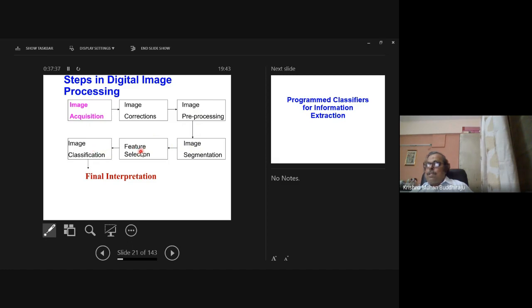With a high spectral dimension or a very large number of spectral bands, after pre-processing, you come here. With coarse spatial resolution and very few bands, you can directly go from pre-processing to classification. So depending on the data, you go through all the blocks or you bypass some of them.